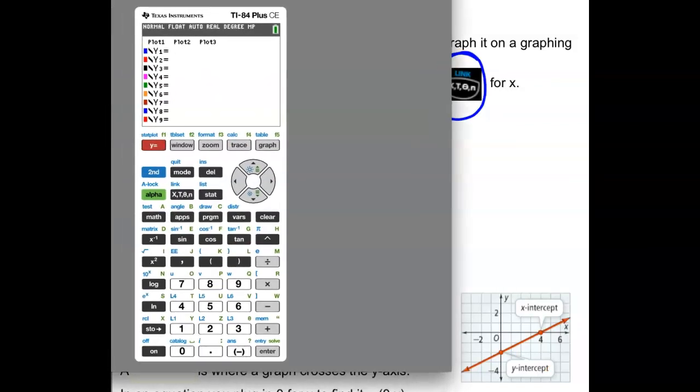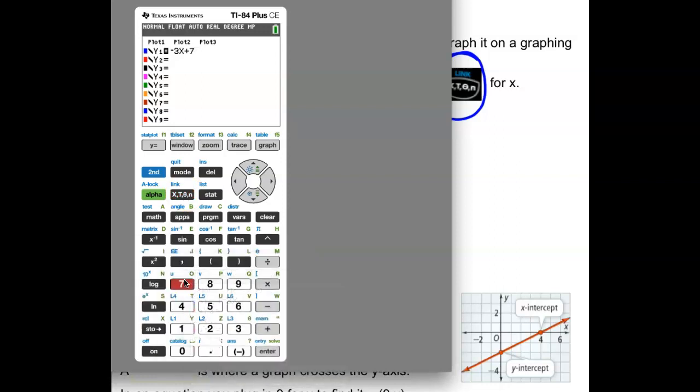All right, so I've hit my y equals key, and it's now waiting for me to type in my equation. We wanted a negative, and be careful on a graphing calculator, you must use this negative key, not the subtraction sign. We wanted negative 3 and then an x. Our x, t, theta, n key is right here next to our alpha key. And then it was a plus 7 for our y-intercept.